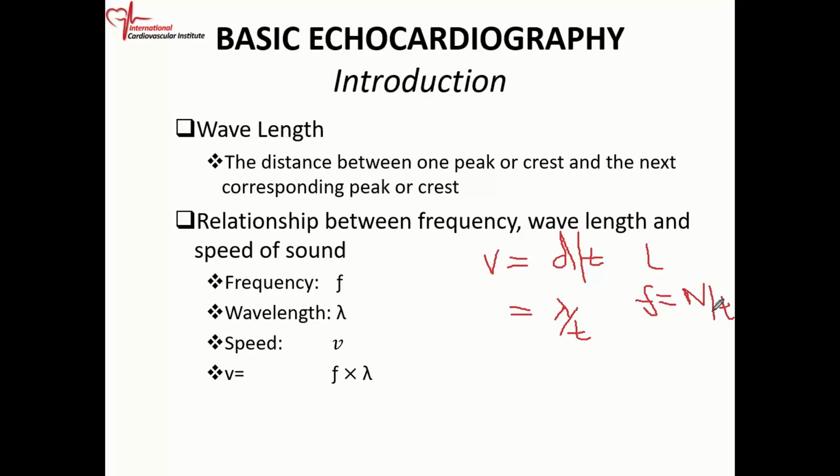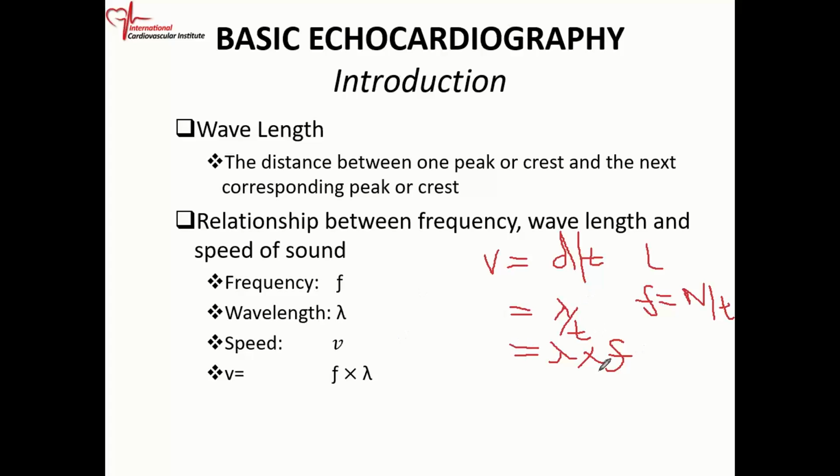So what you realize is that frequency is inversely related to time. When we say something is inversely related, that means it's 1 over that quantity. So this is wavelength times 1 over time. 1 over time is equal to frequency. And that's how we get speed equal to frequency times wavelength. So you have to memorize this because this is important.